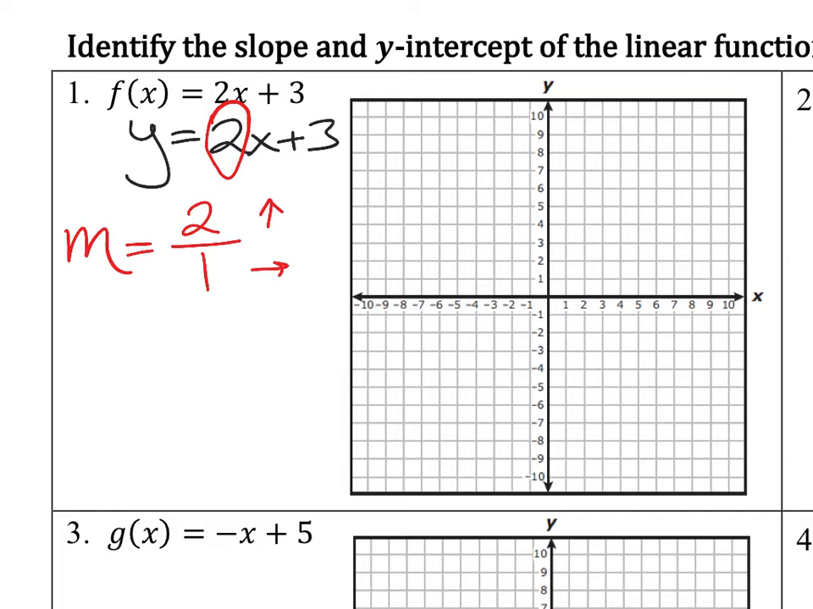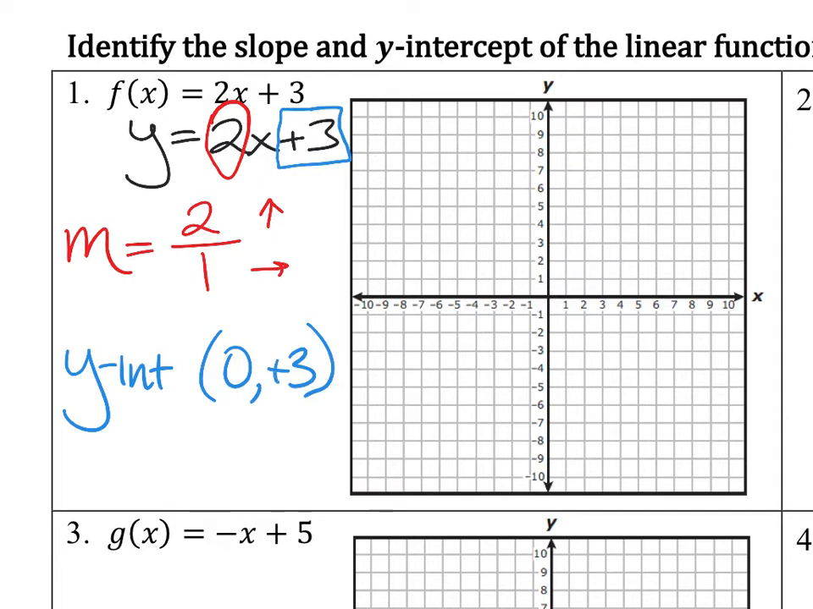And I need to box a number back in my equation. Santos, what am I going to box in this equation? The plus 3. And that tells me that my y-intercept is the coordinate point 0, comma, positive 3. That tells me where to begin. We begin with the blue, or the b, and we move with the red.